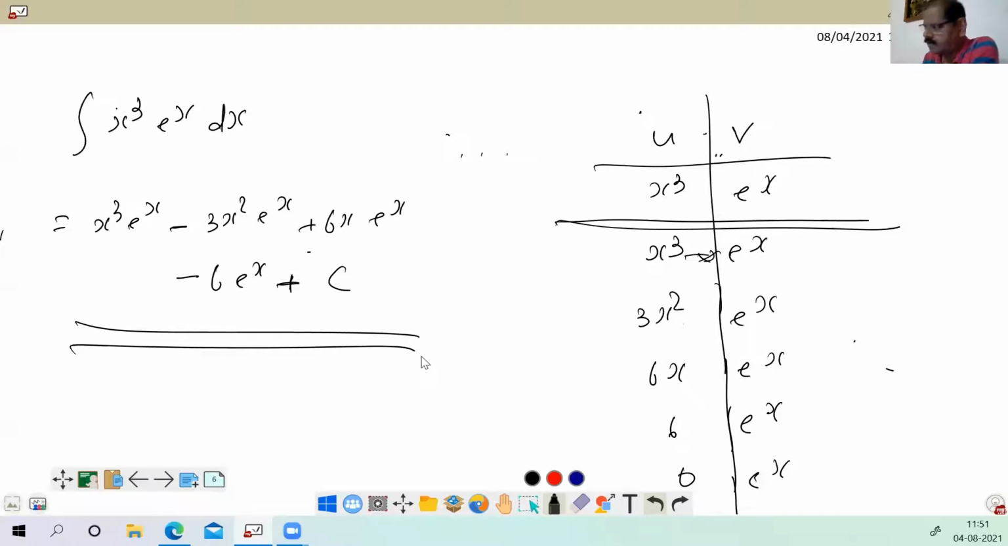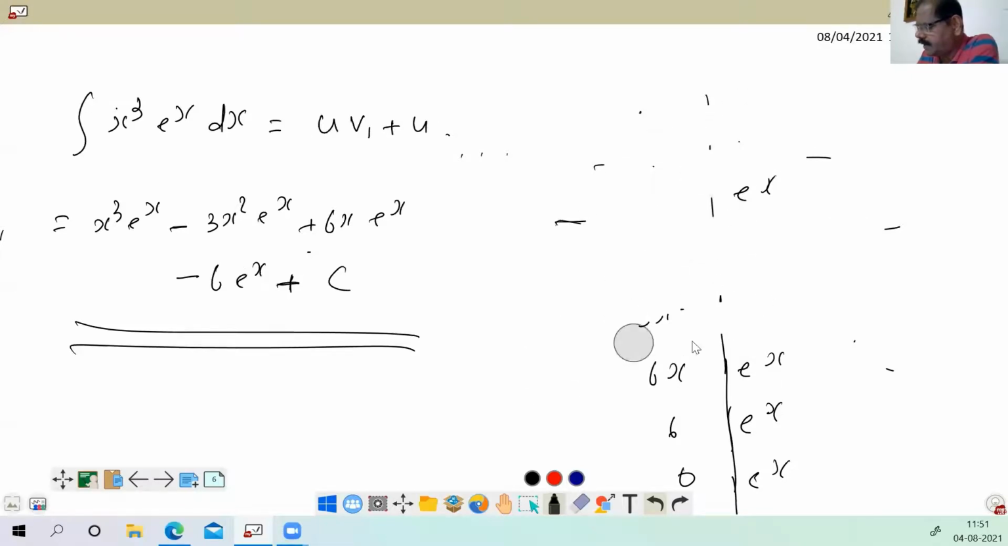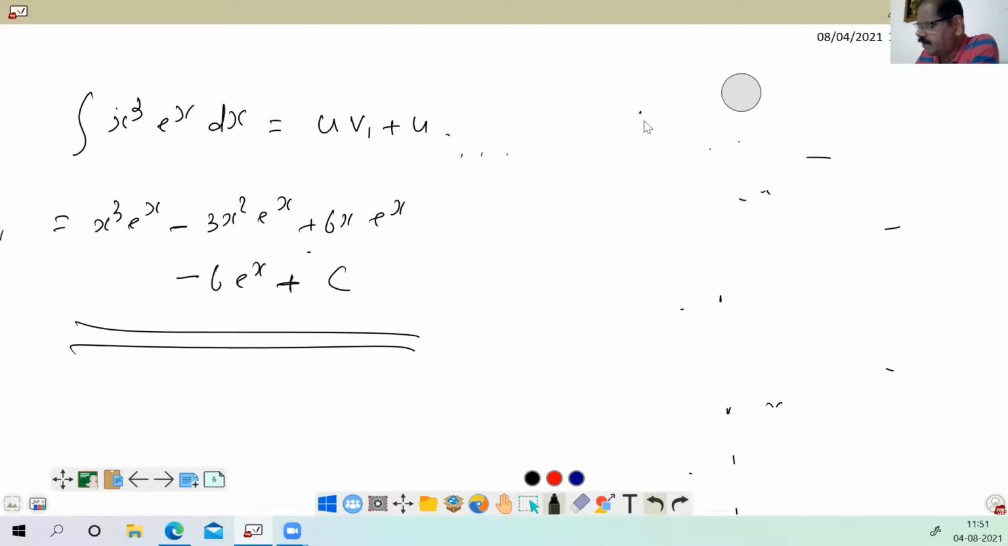So this is u, this is v. This is the formula. First, u into the first function into integral of second, v1. Next, derivative. We are using this notation for derivatives: u dash, u double dash, u triple dash, etc. And for integrals, v1, v2, v3, etc.